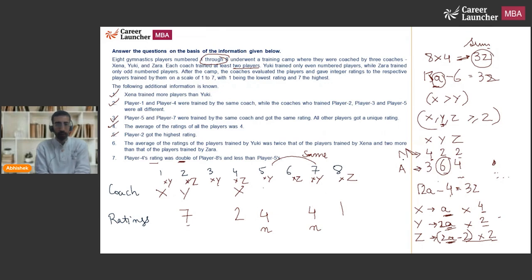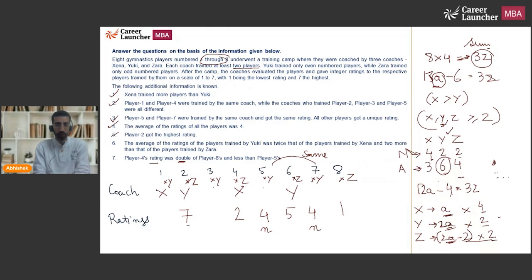And Y needs to coach 2 players. Y can't coach player number 1 or player number 3 or player number 5. So the only player left for Y to coach is player number 6. And the rating of that player is going to be 5 to get a sum of 12, to get an average of 6. Y we have done.